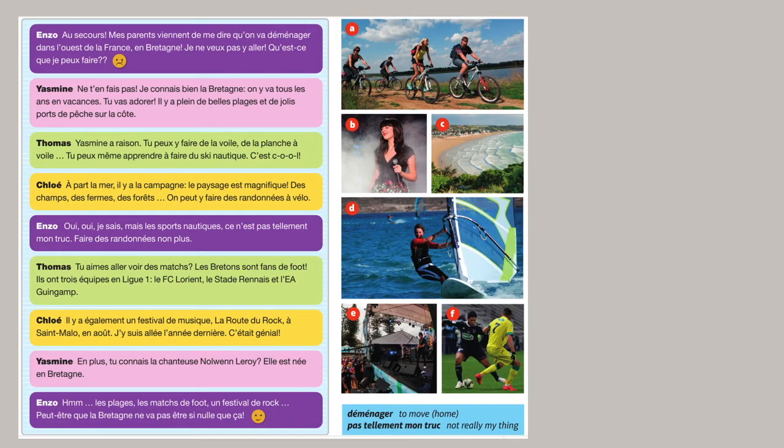À part la mer, apart from the sea, il y a la campagne. There is the countryside. Le paysage est magnifique. The countryside is magnificent. Des champs, des fermes, des forêts. Fields, farms, forests. On peut y faire des randonnées à vélo. One can there do bike rides. So you can go for bike rides there.